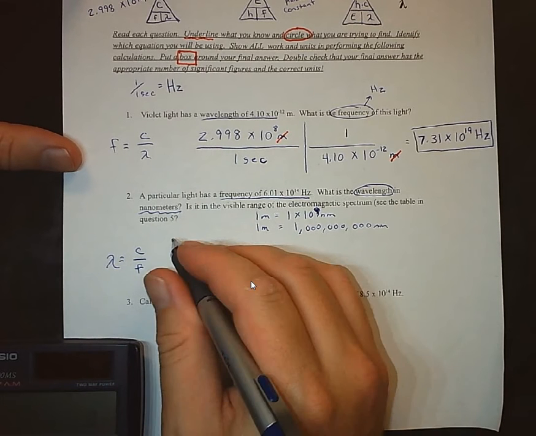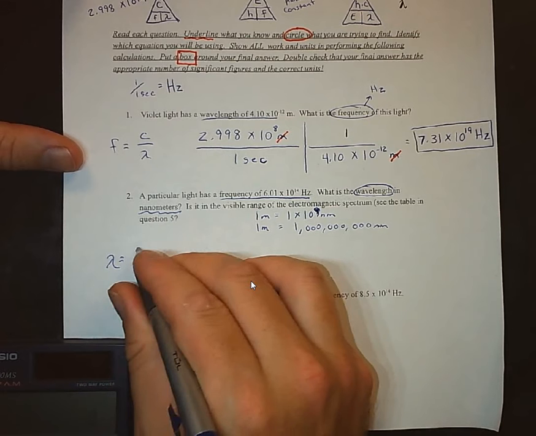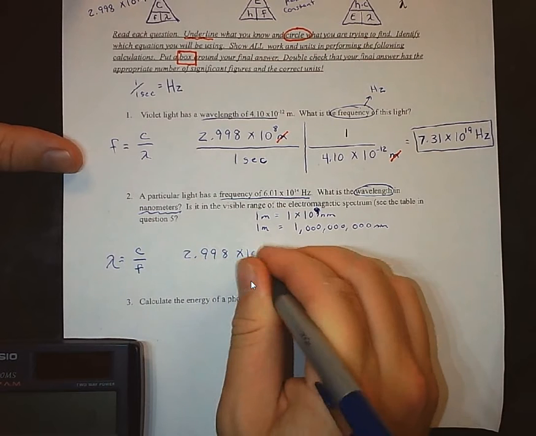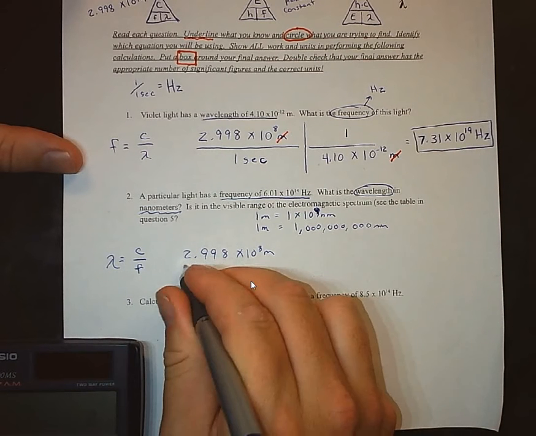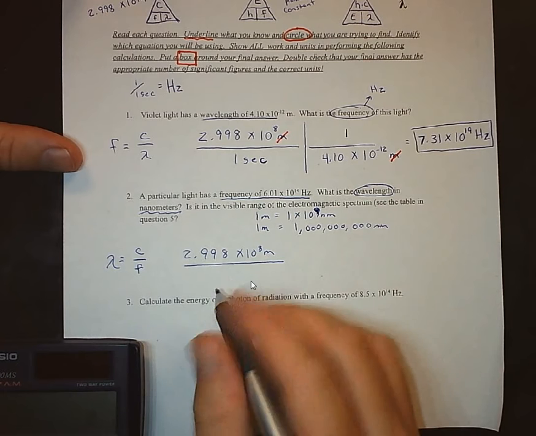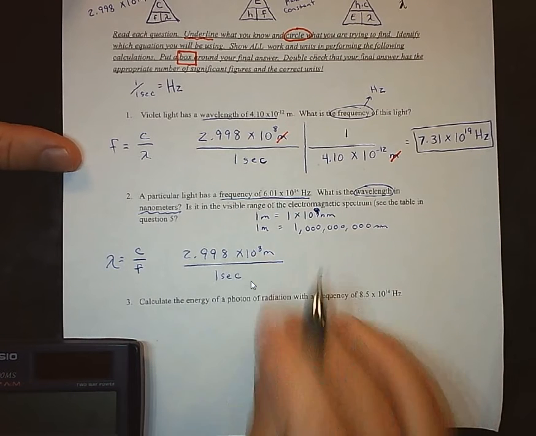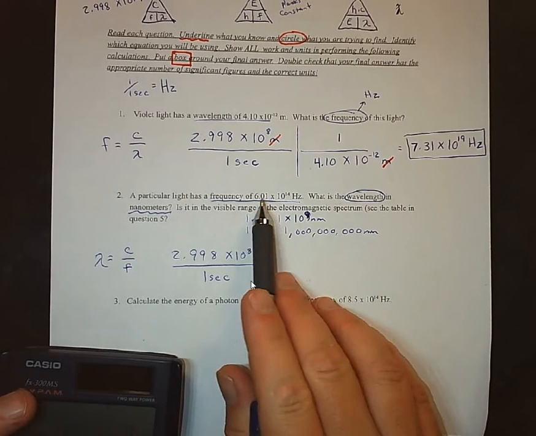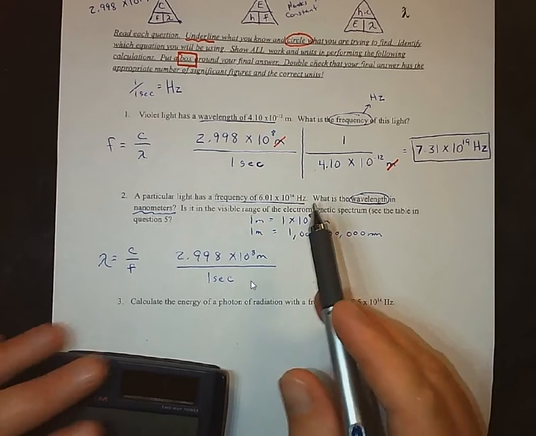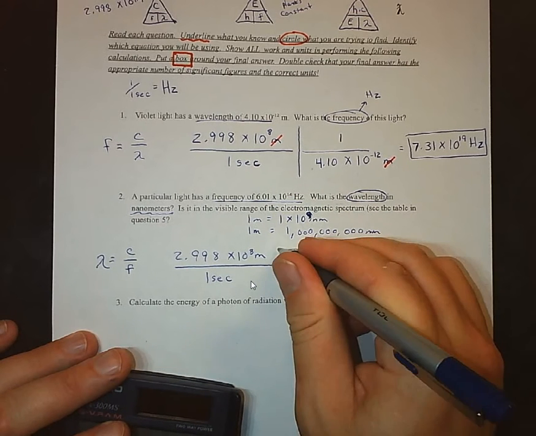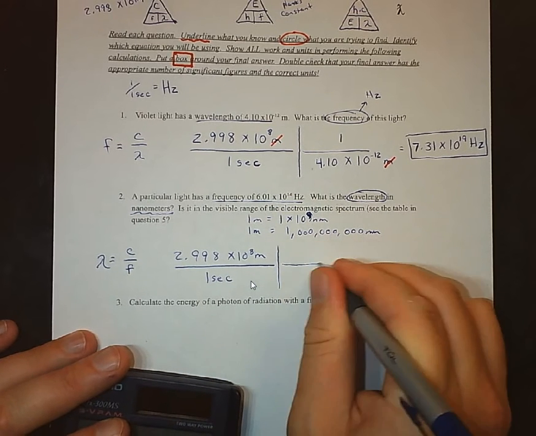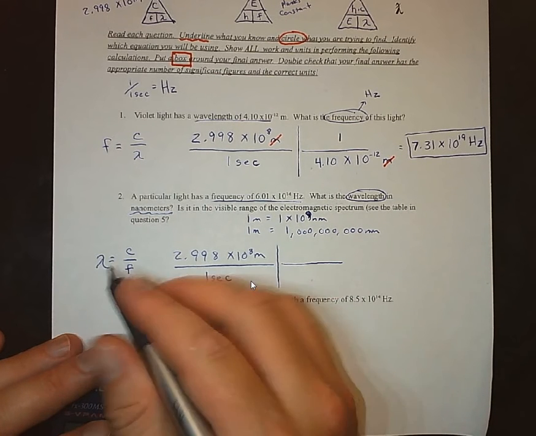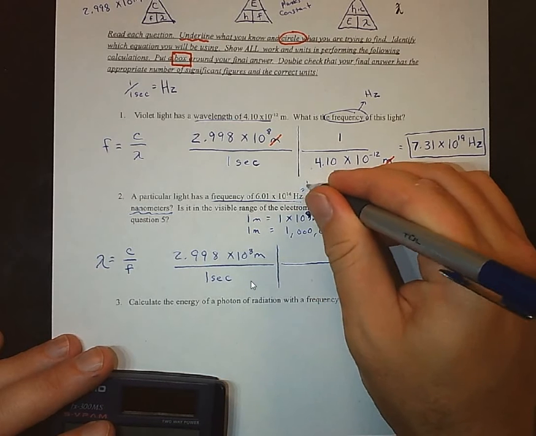Now we start with the first one on top, 2.998 times 10 to the 8th meters per every 1 second. And we want to divide that by our frequency. Our frequency is 6.01 times 10 to the 14th hertz. We'll draw a line here, and this number is going onto the bottom. Now remember, hertz is the same thing as a number per every 1 second.